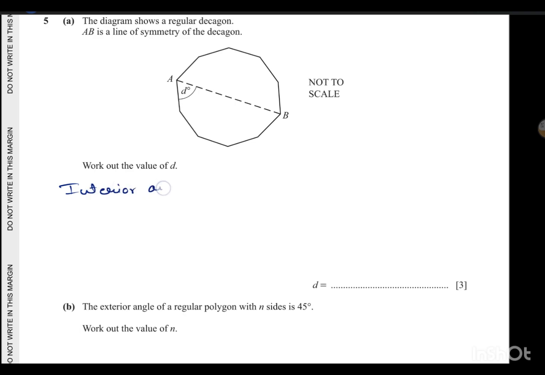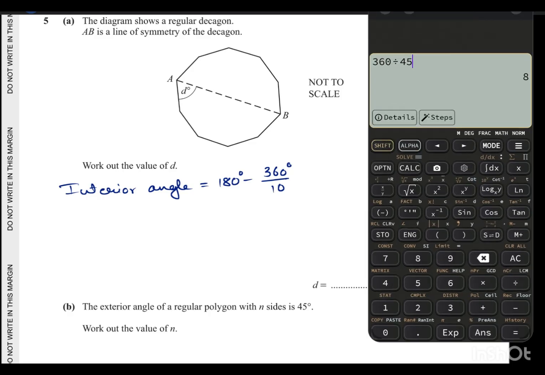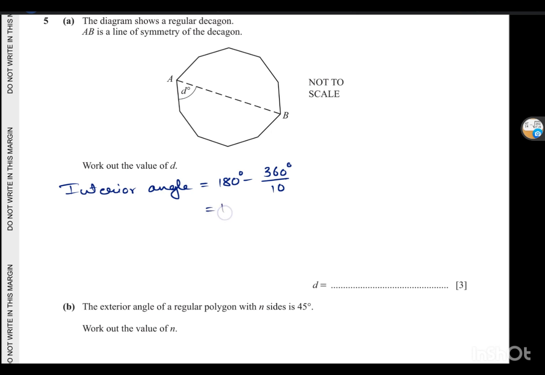Each interior angle will be 180 minus 360 divided by 10. Find out 180 minus 360 by 10, which is 144. So now each interior angle is 144 degrees. So D will be half of it. So divide that by 2, you will get 72 degrees. This is the value for D.